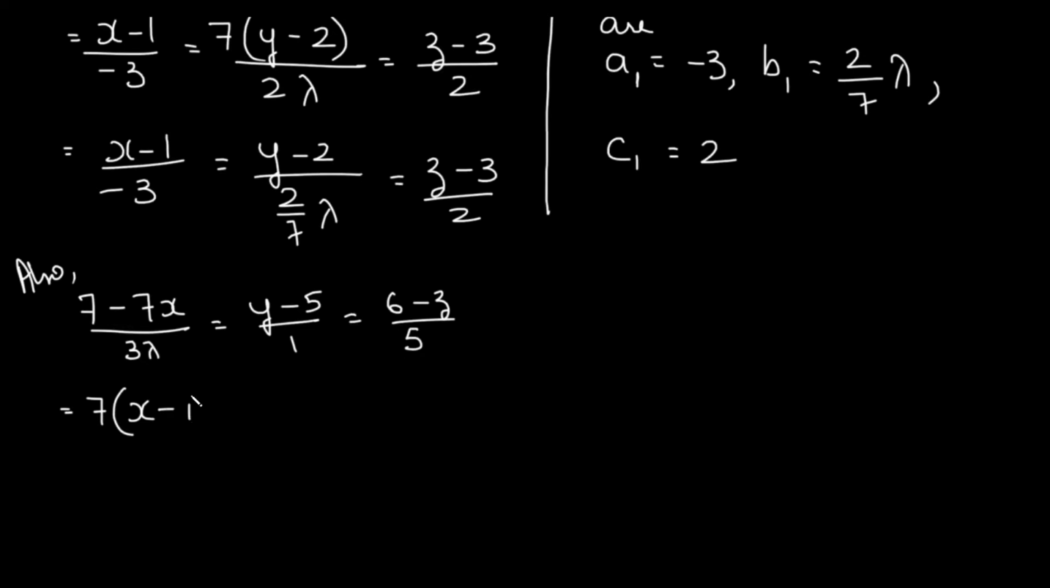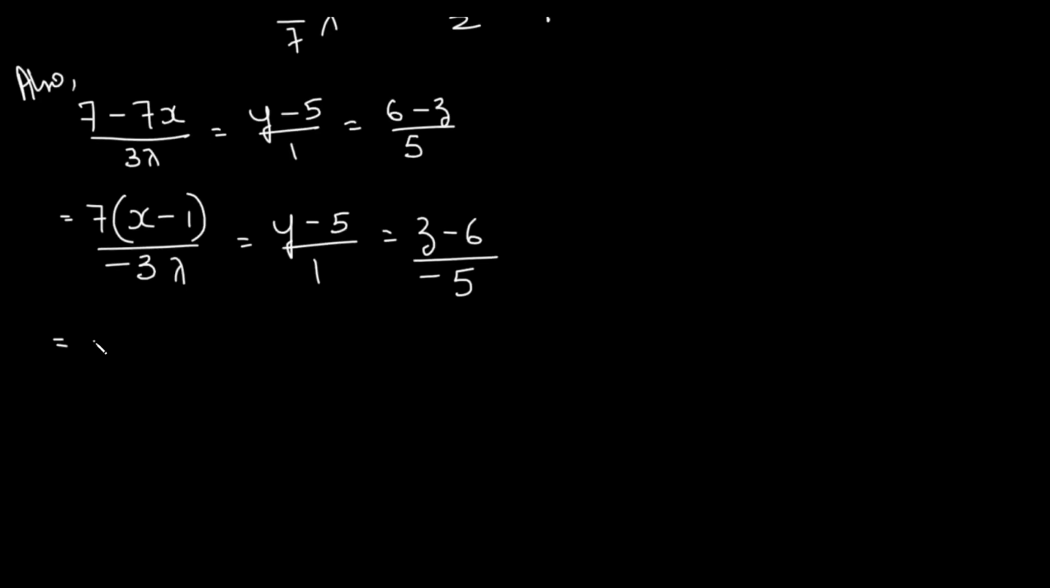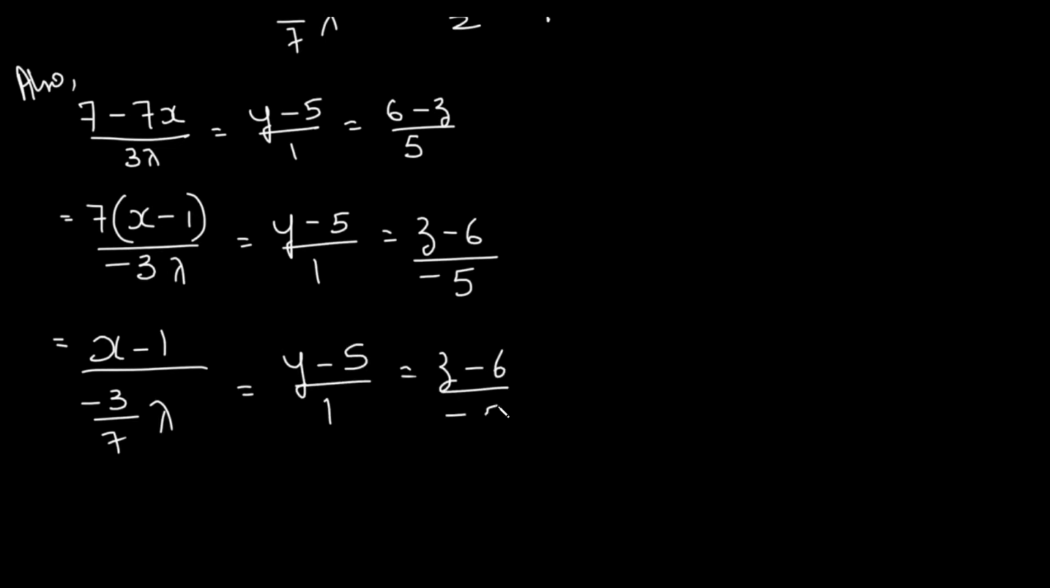So we get (x minus 1) upon minus 3 lambda, which is equal to (y minus 5) upon 1 as it is. And in this case, again, we change the position and change the sign also. So we get (z minus 6) upon minus 5. Okay, and this can again be modified a little further. So we get (x minus 1) upon minus 3 upon 7 lambda, which is (y minus 5) upon 1, is equal to (z minus 6) upon minus 5.